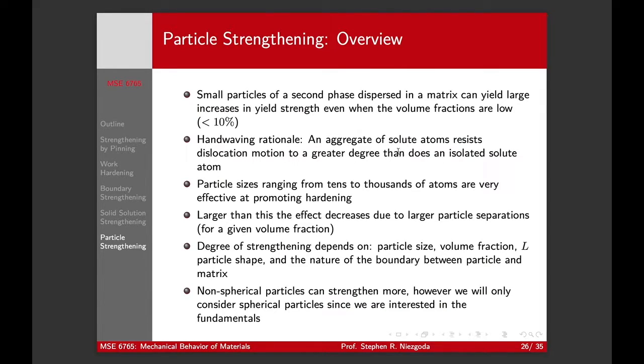And we can say that the aggregate of solute atoms resists dislocation to a greater degree than isolated solute atoms in solution. And these can have a very significant effect even when the volume fractions are pretty low, like less than 10%.